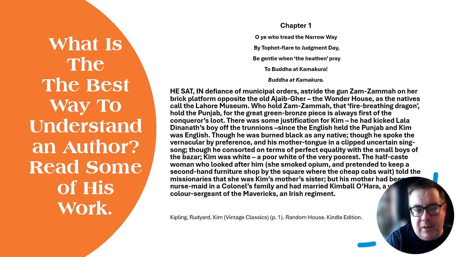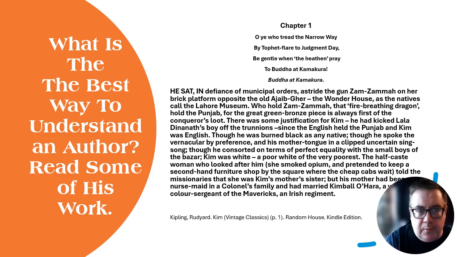What's the best way to understand an author? It's an endless question, but the one possible answer, and I think the best answer, is read some of his work. All the critical studies in the world won't help unless you've read some of their work. And this is a little bit of the first chapter of Kim. The reason I've picked the opening is because it shows how magnificent Kipling is at packing in a load of cultures and a load of details. And you could endlessly decode this first little section. And I'm going to read it.